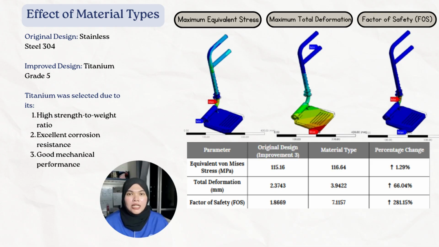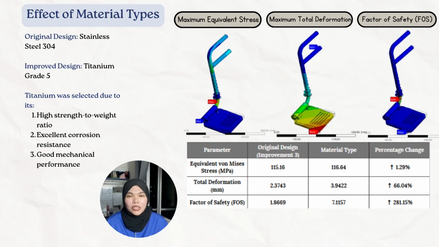In this stage, the material was changed from stainless steel 304 to titanium grade 5 while maintaining the same design and loading conditions. Titanium grade 5 was selected because it has a higher strength to weight ratio, excellent corrosion resistance, and good mechanical performance. After the material change, the maximum stress increased slightly from 115.16 MPa to 116.64 MPa, which is only a 1.29% increase.